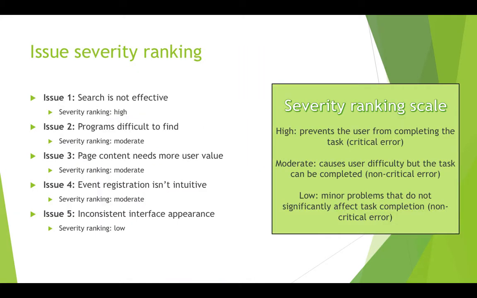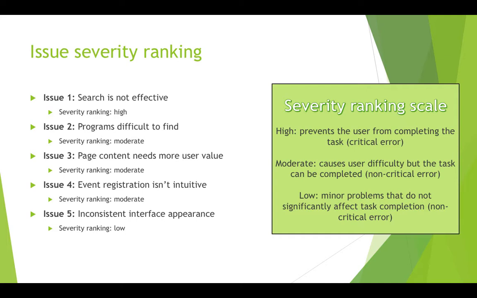Issue severity ranking. The issues were ranked based on a scale of high, moderate, and low, where high prevents the user from completing the task, moderate causes user difficulty, but the task can be completed, and low creates minor problems that do not significantly affect task completion. Among the 5 issues, the following occurred.